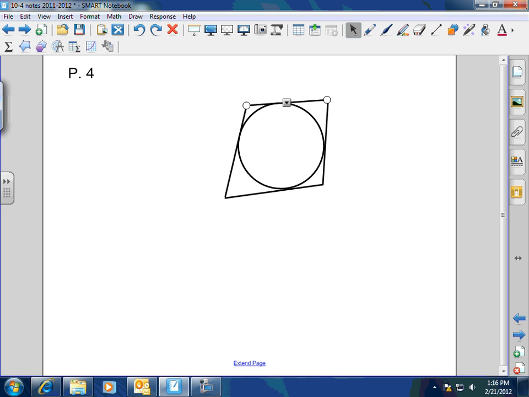Last one. Okay? Now, in this case, they give me this figure here, and they say it's a walk-around problem. They say that each side of a quadrilateral, ABCD, is tangent to the circle. Okay, so let me label the points. They've got A, B, C, and D. And they say that AB is tangent right here. BC is tangent right here. CD is tangent here. And AD is tangent there.